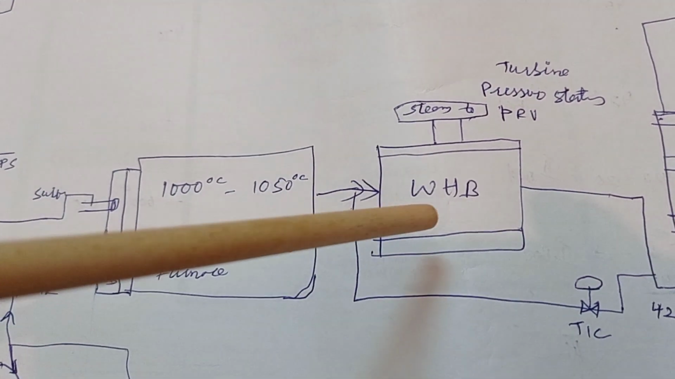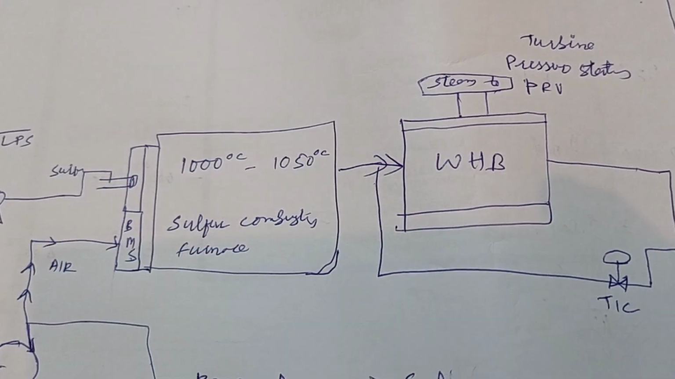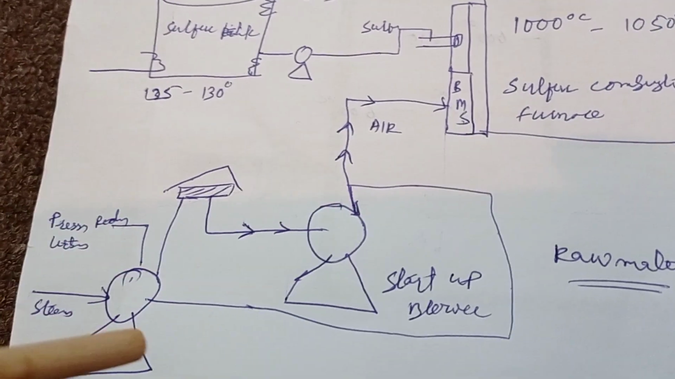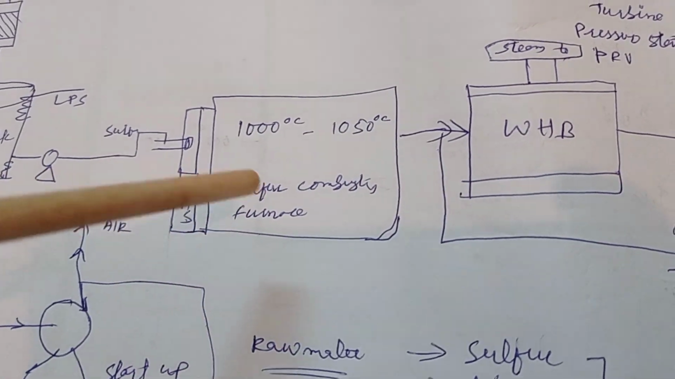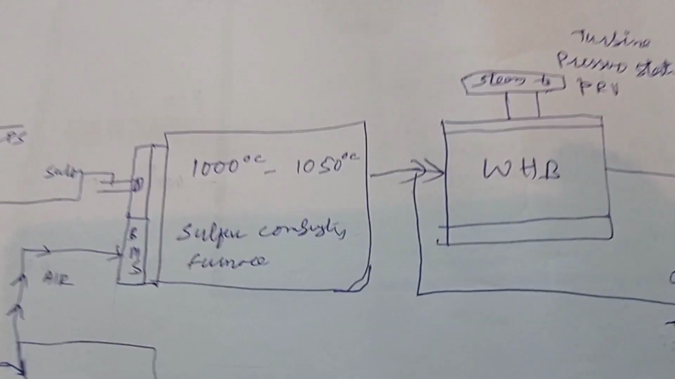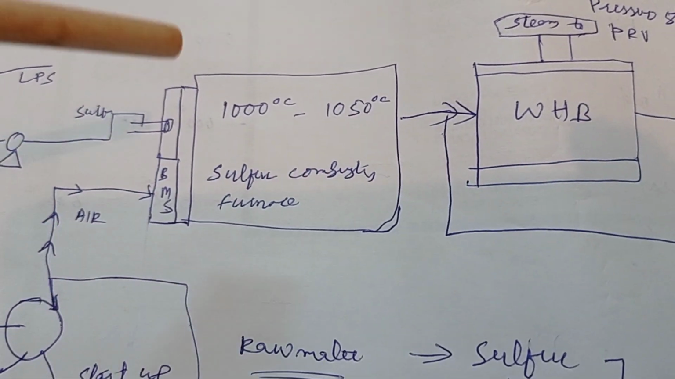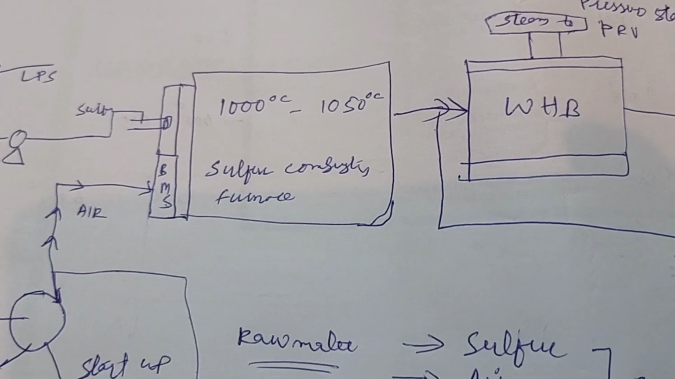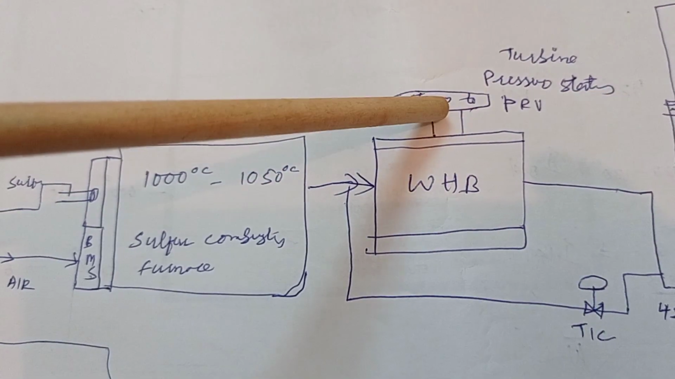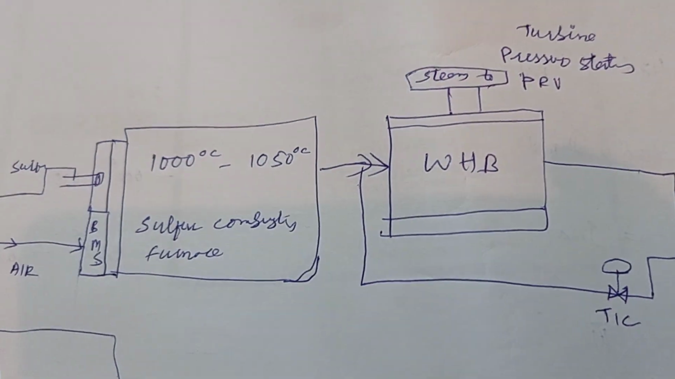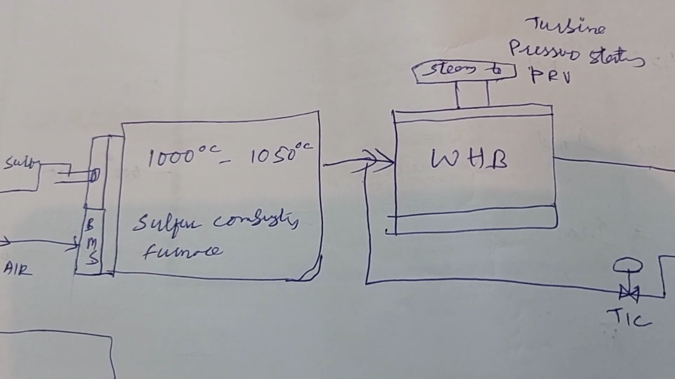Once we reach the 1000-degree temperature, we change over to the turbine, and we use the turbine to run the air through the furnace. So the first time we use the startup blower. Once we generate steam, this steam is used to run the turbine. So this is a very economical plant.